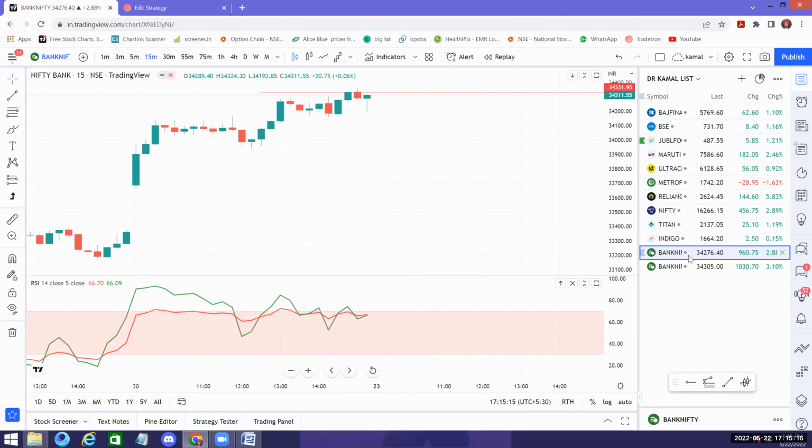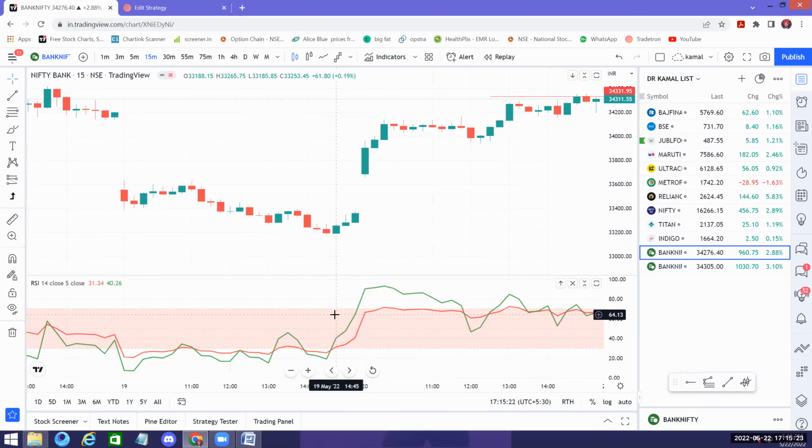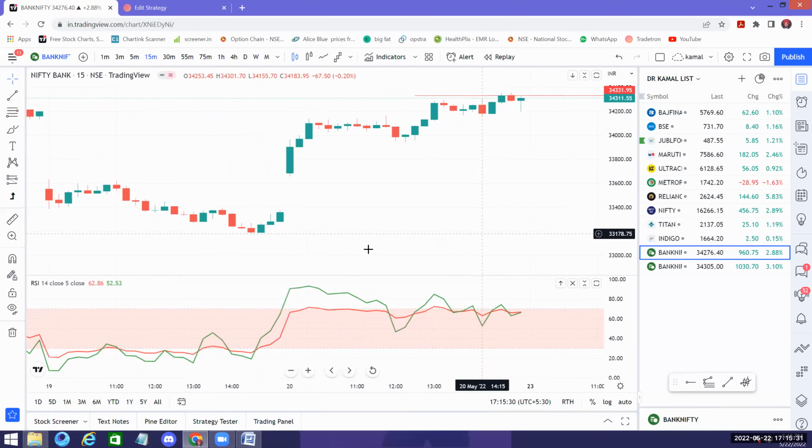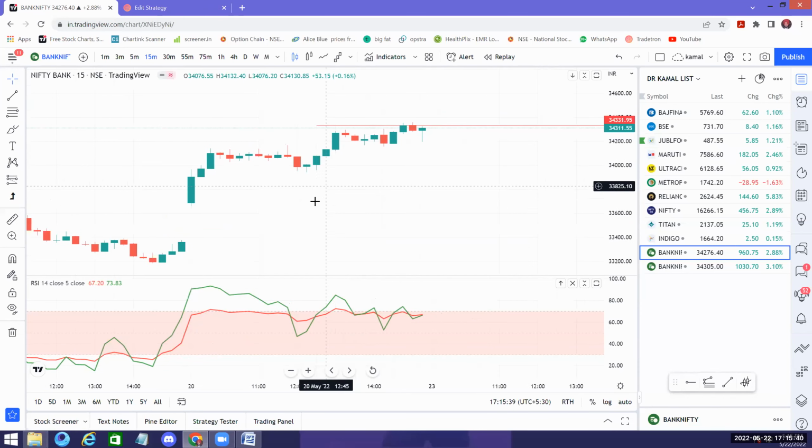So this is Bank Nifty. So on Bank Nifty, you would have entered here at 33,200, and your exit would have been here at 33,992, or maybe even around 33,900. Re-entry at the standard, or maybe this.